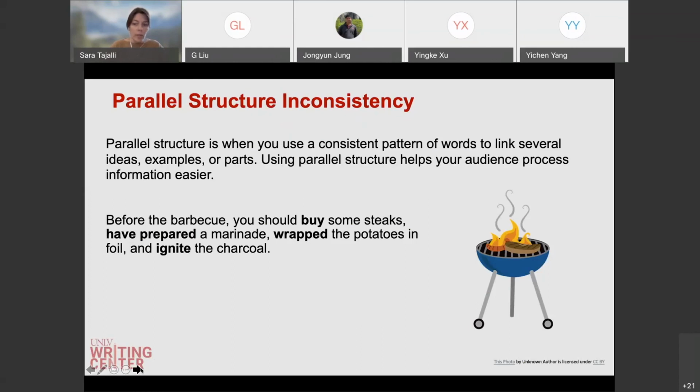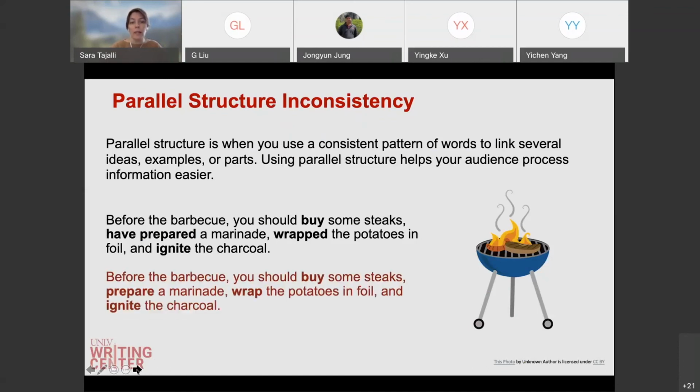So this is a totally intelligible sentence: before the barbecue, you should buy some steaks, have prepared a marinade, wrap the potatoes in foil, and ignite the charcoal. We have a few different types of verbs here. And though it sounds fine, though it's intelligible, it's easier for our brain to process it if we have that parallelism. So: you should buy steaks, prepare a marinade, wrap the potatoes, and ignite the charcoal.